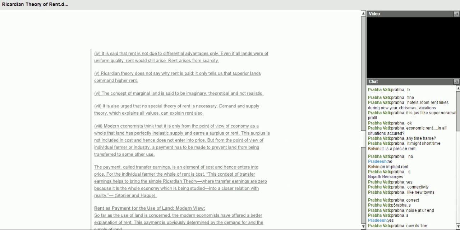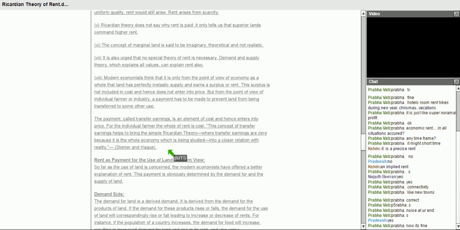Now let us discuss one thing, that is transfer earnings. What is the meaning of transfer earnings? You know? Anyone? What are transfer earnings?